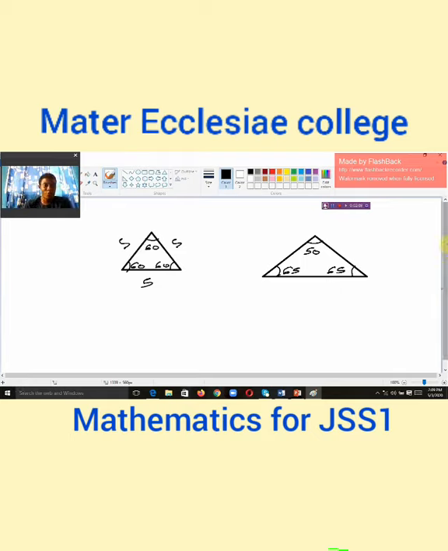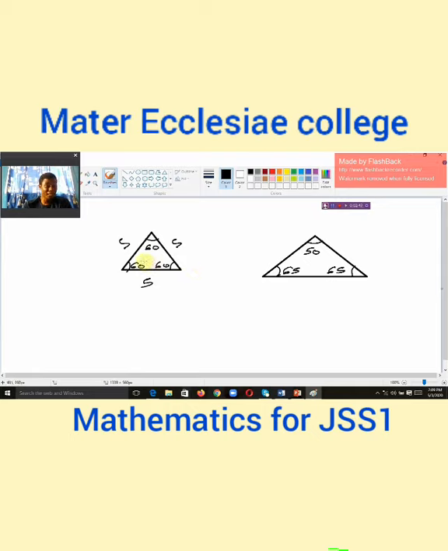But look at the other triangle. This is an isosceles triangle, but this is not an equilateral triangle. It's isosceles, but not equilateral. So that's why I said an equilateral triangle is a special example of an isosceles triangle. That is, all equilateral triangles are isosceles triangles, but not all isosceles triangles are equilateral triangles. It's very clear from the diagram.